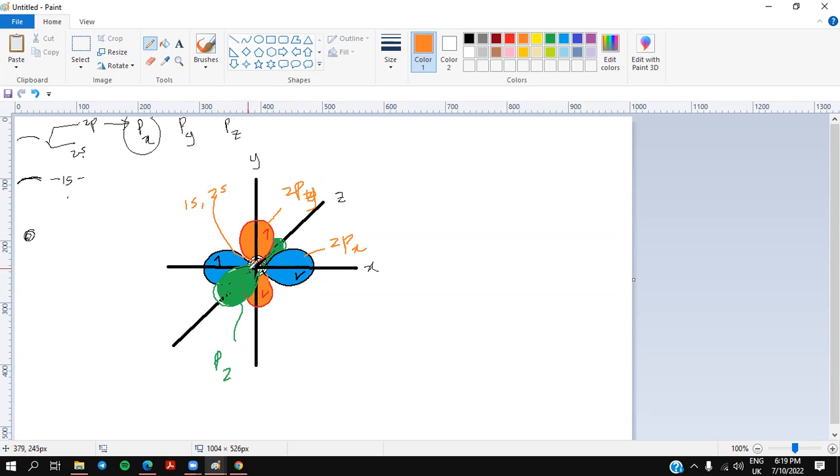This is a very, very simple illustration of the arrangement of orbitals around the nucleus of an atom, taking 1s, 2s and 2p into consideration. I think you have understood this concept about orbital arrangement around an atom. And in our next lesson, we will see how we are going to add electrons to these orbitals in detail.